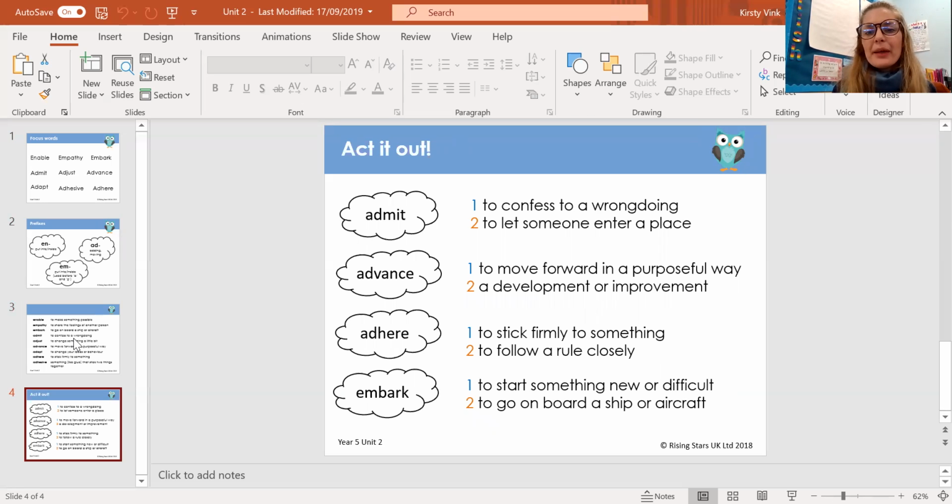Or you can do an improvement of something. If you adhere, it means you stick firmly to something and you follow that rule. And if you embark on something, it could also be like you getting on board a ship or a plane. And you could also be embarking on a new career. It means you're starting something new. Okay, or if you're embarking on a new year group, it means you're going to be starting something brand new.